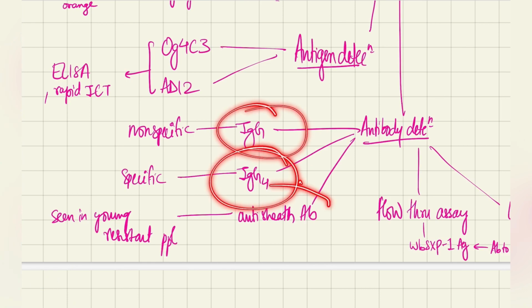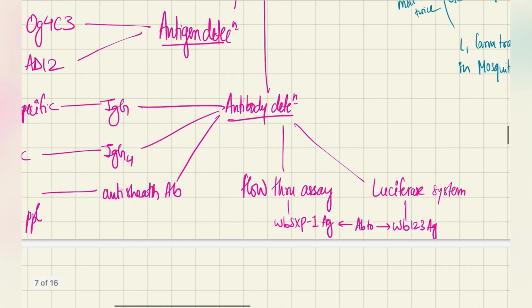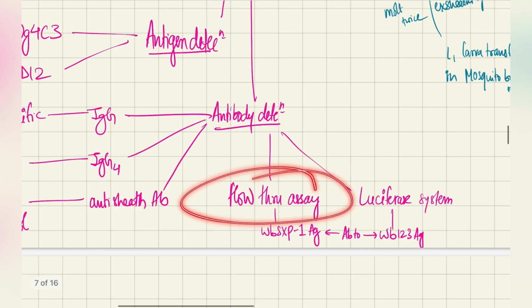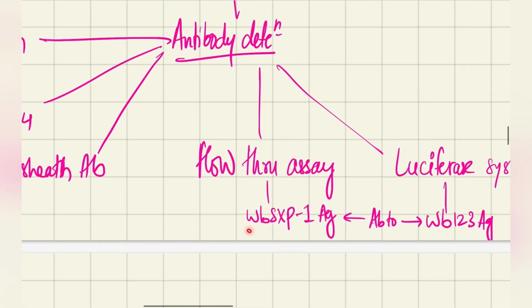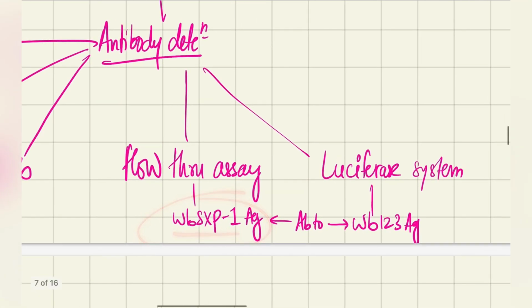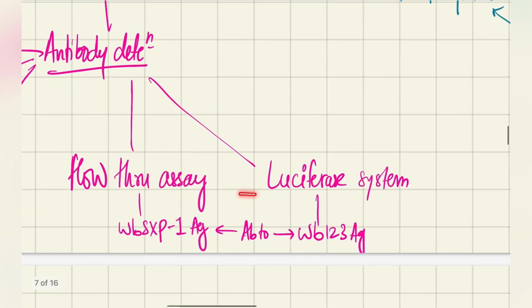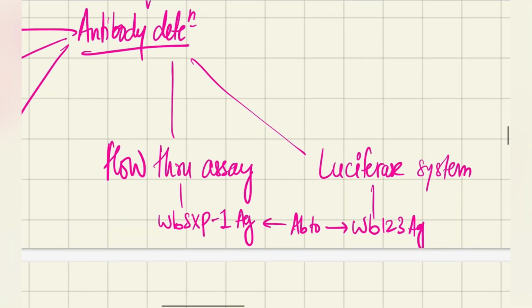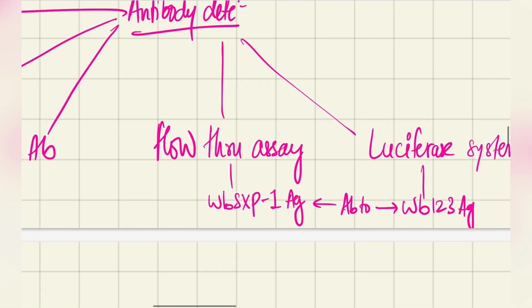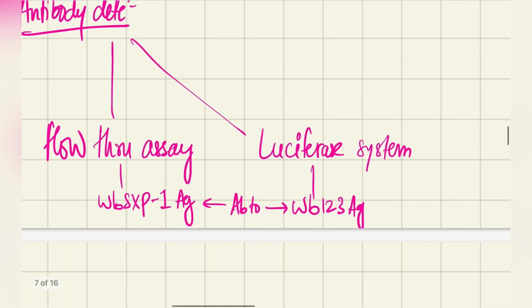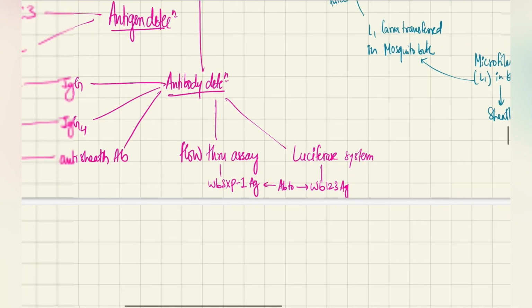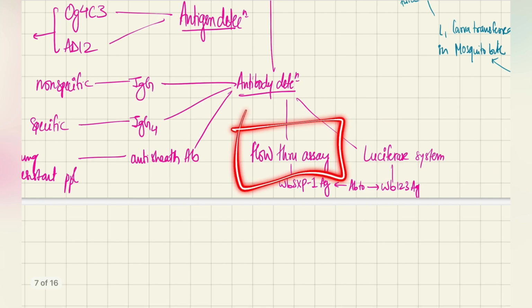IgG4, anti-sheath antibody are present. Flow-through assay shows Wuchereria bancrofti SXP1 antigen, which is the antibody to WB123 antigen. This is the luciferase system. This is something very specific, but if you want to remember, you can remember that there is WB-SXP1 antigen and WB123 antigen, okay, which are detected using flow-through assay.